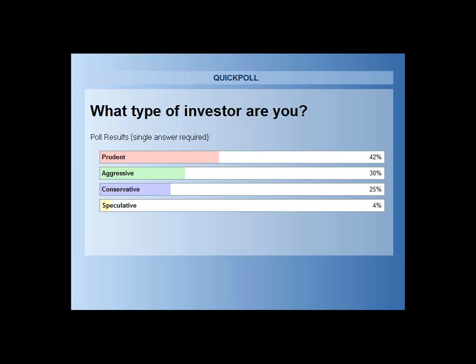I started out with this poll, and it looks like Tom says, yeah, he's a mixture. And I thought we'd have some people who might be a mixture.